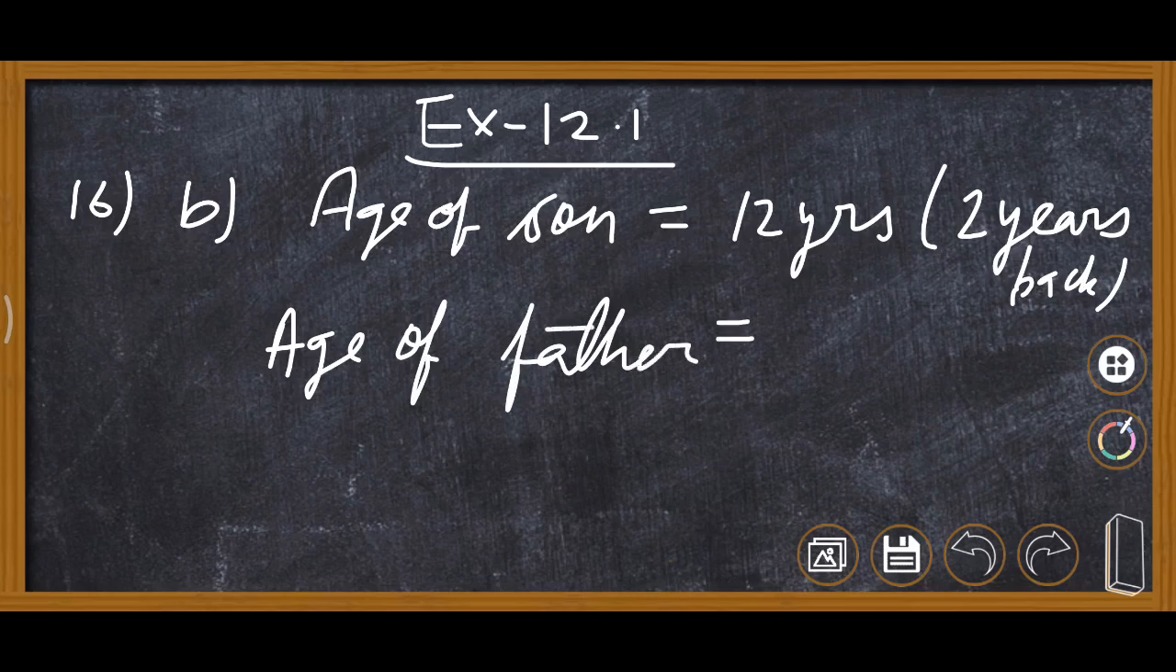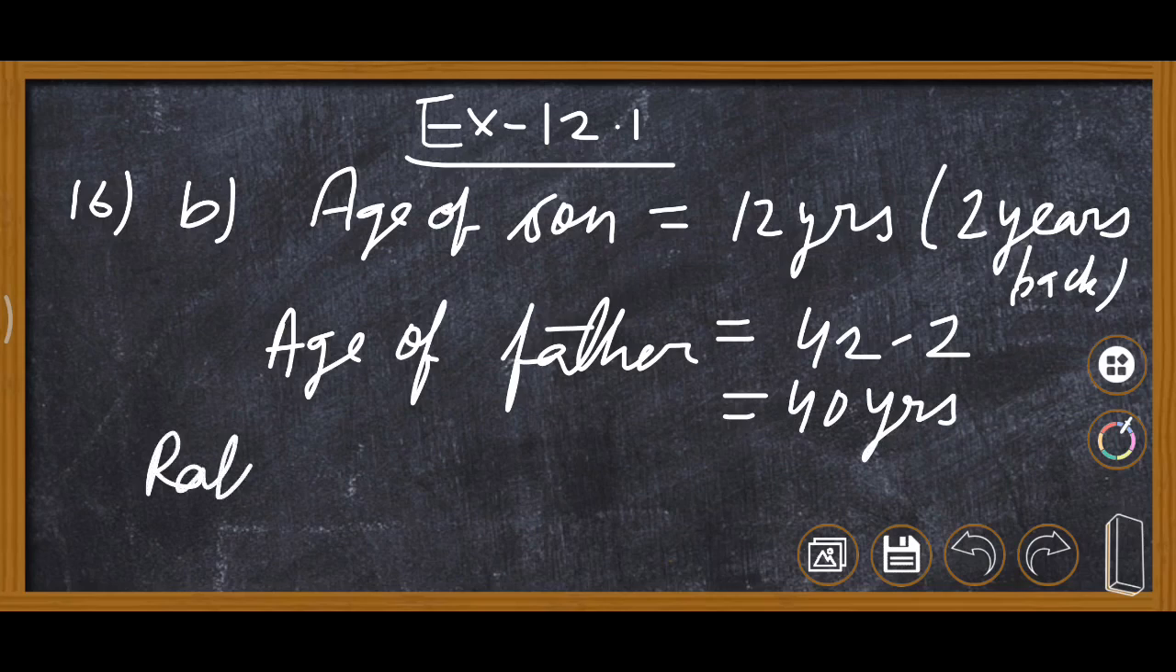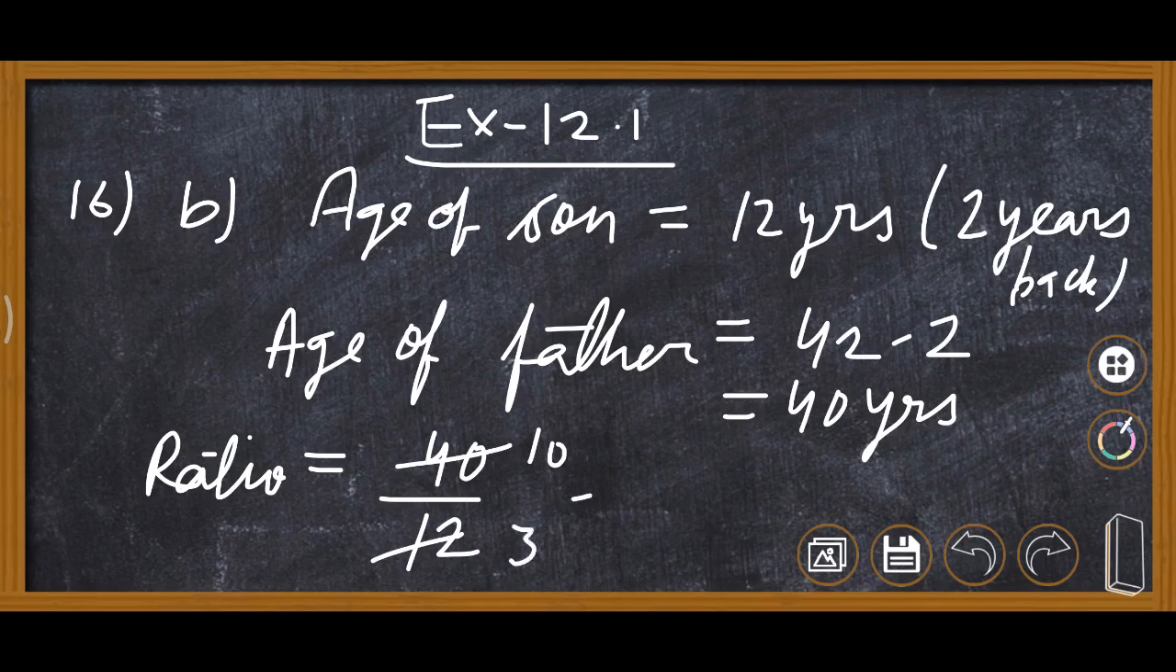Then father's present age is 42, then here minus 2, then 40 years. That time the age of father will be 40 years, 2 years before. Now here we are finding the ratio of age of father to the age of son. So father's age 40 and son's age 12. Now we will divide this by 4. 4 10s are 40, 4 3s are 12. So this is 10:3.